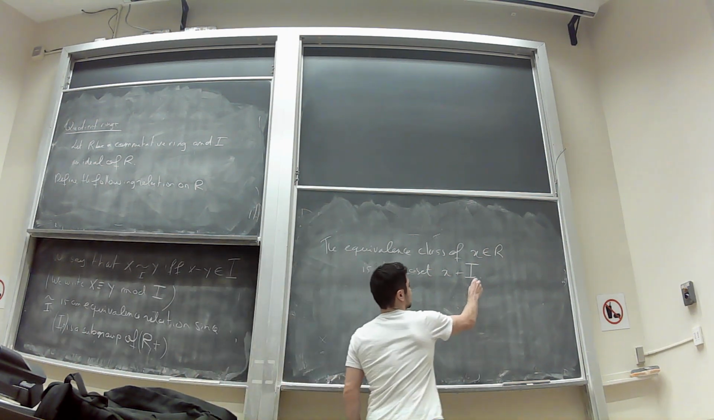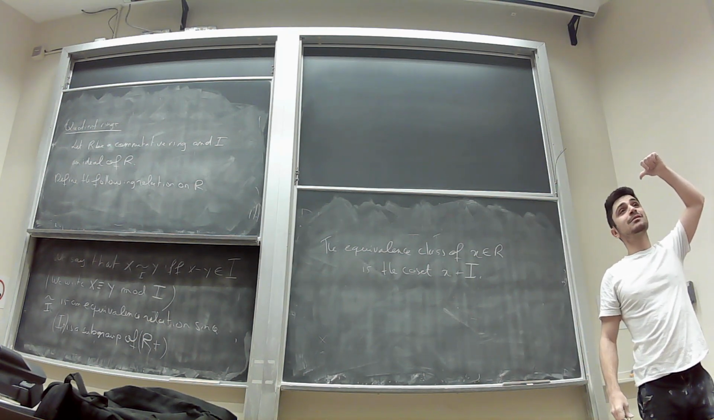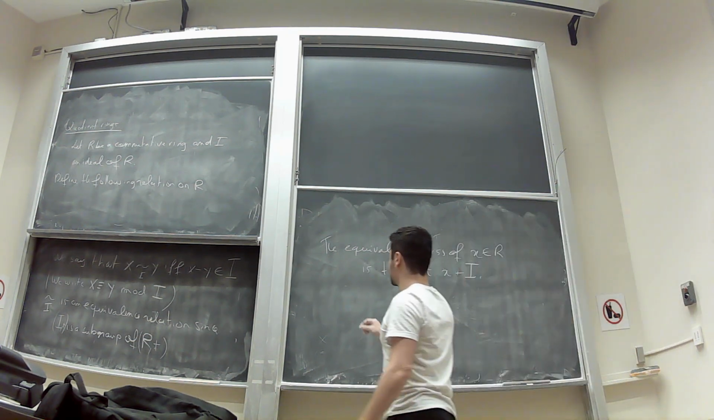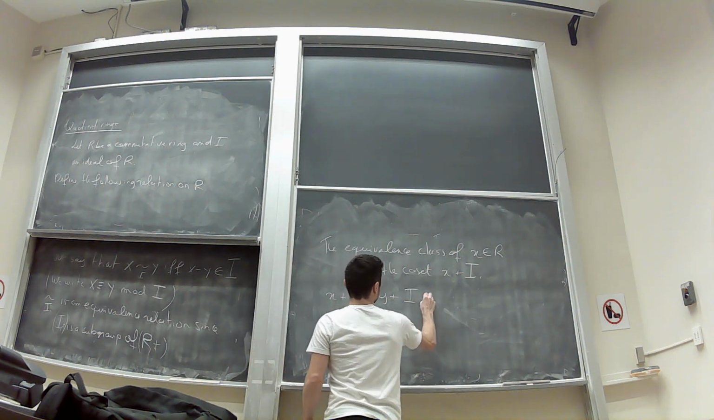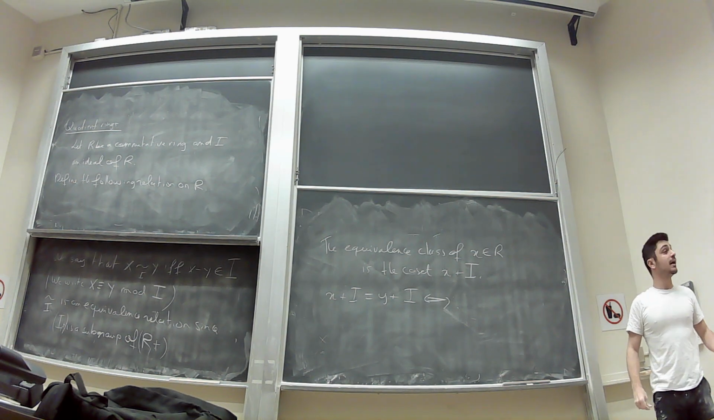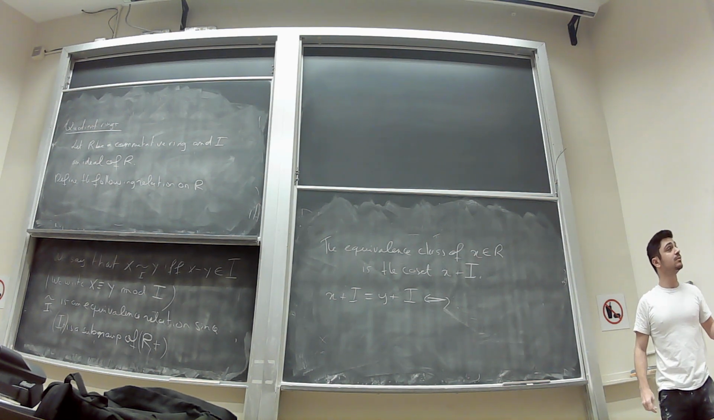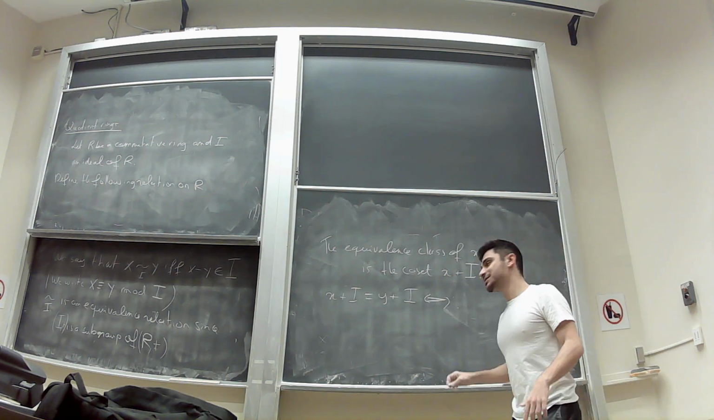Okay? So what can I say about two cosets here? They're either equal or disjoint. And X plus I is equal to Y plus I if and only if what? Everyone, if and only if what? X minus Y belongs to I. Yeah, someone said this there.